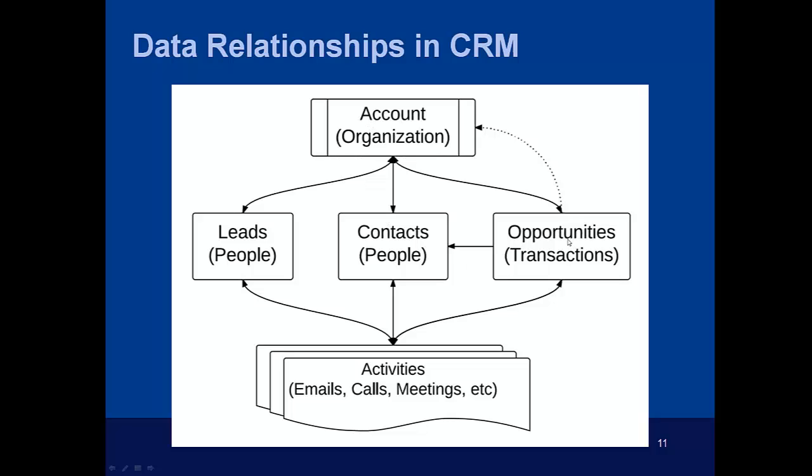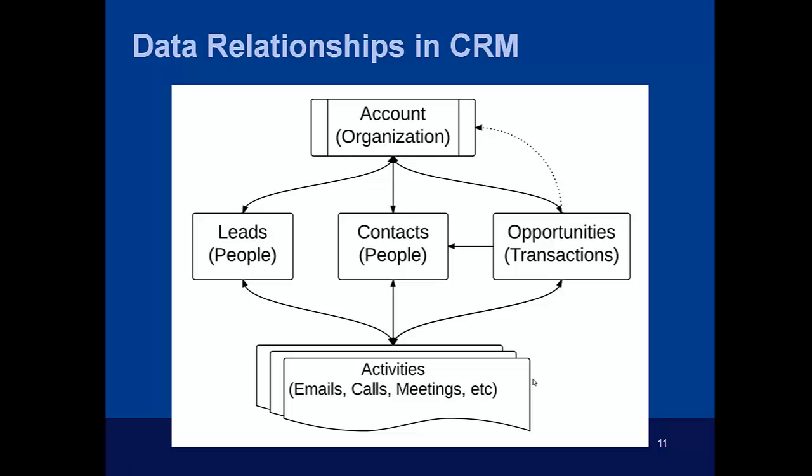The opportunities also exist under that account record, under that organization record, because our transactions are related to those customer organizations. But we also are going to have a customer point of contact for these opportunities or transactions. So your opportunities relate not only to your account or organization, but also to a person, or potentially a group of people. But for the sake of argument, let's just say a person. Underneath these, you can see that we have our different activities: emails, calls, meetings, and so on.